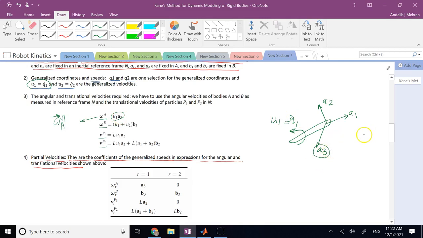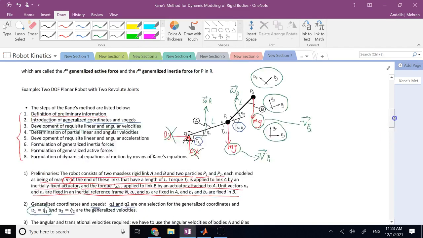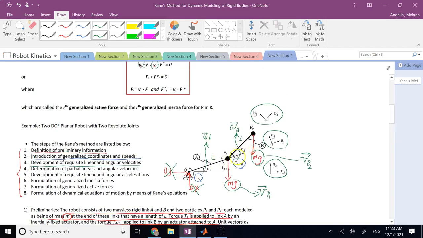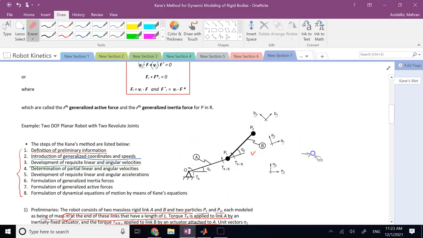The same thing for link 2. The magnitude of the rotational velocity of link 2 is u1 plus u2, or q1 dot plus q2 dot. And again, since frame B is attached to the second link, the axis normal to the plane for it is going to be B3. So u1 plus u2 times B3 is omega B. And why is it that you add these two together? Because the angle Q2 is relative to member 1, it's not relative to the inertial frame. So I have to add Q1 dot and Q2 dot together, correct? So this is so far for the omegas, which were quite clear.